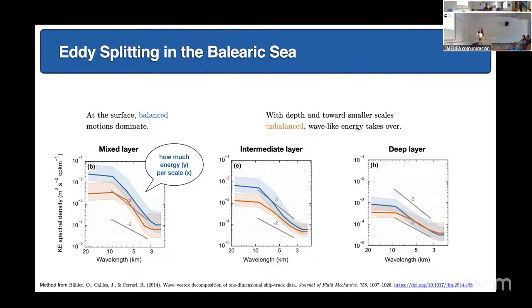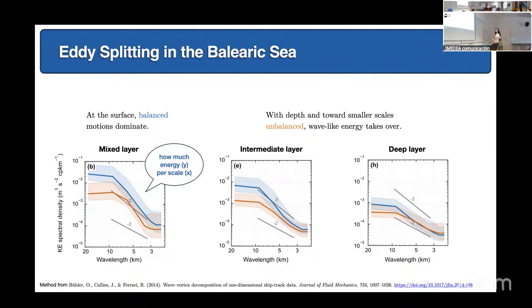So we divided the water column in three stages, in 3 layers. At the surface, at the mixed layer, we have dominance of balanced motions, meaning that this blue line is higher than the orange line. On the y-axis, we see the amount of energy, and on the x-axis, we see the scale. Then as we go deeper, we see that the unbalanced motions have more importance, especially in the deep layer, where it crosses the balanced motions at small scales.